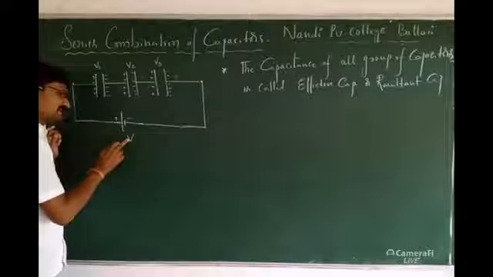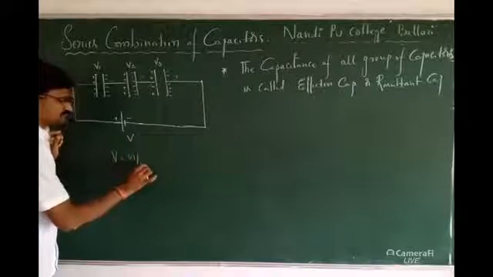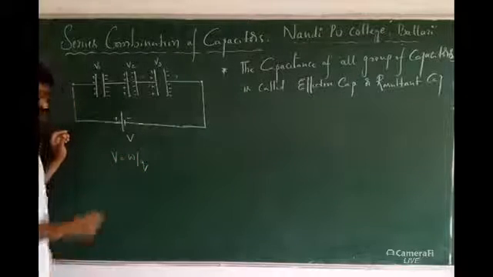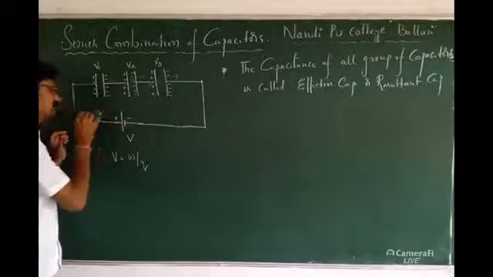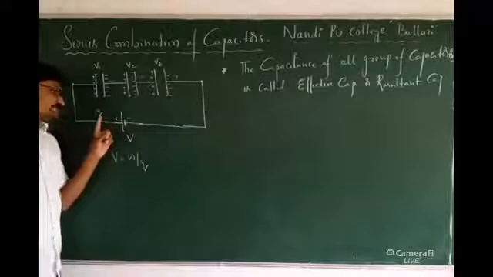So due to this potential, as you know, potential V equals W by Q. So W equals VQ. Here, how much charge is flowing? Q charge. Point to understand: how much charge is flowing?